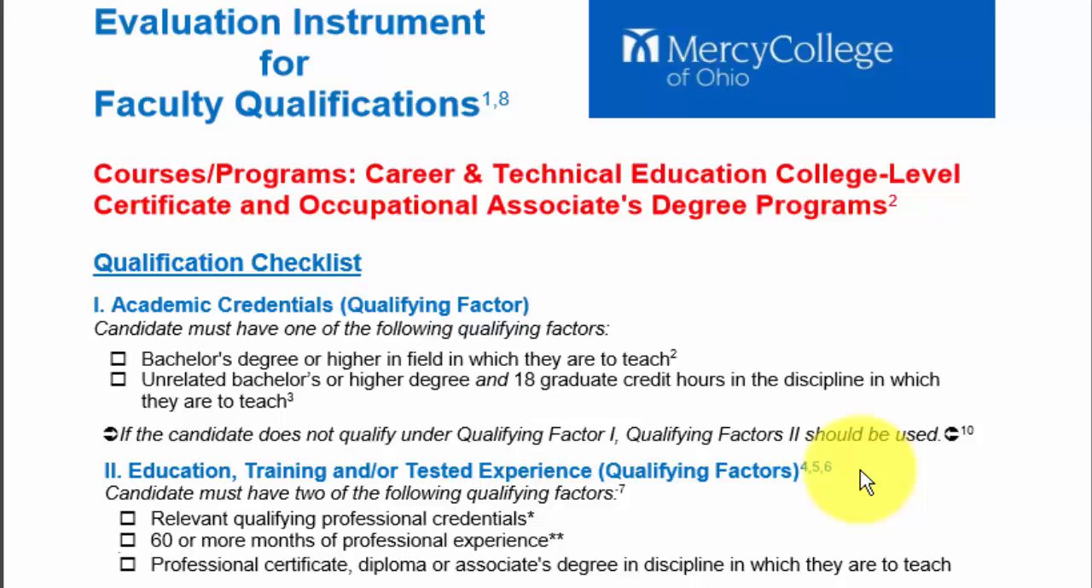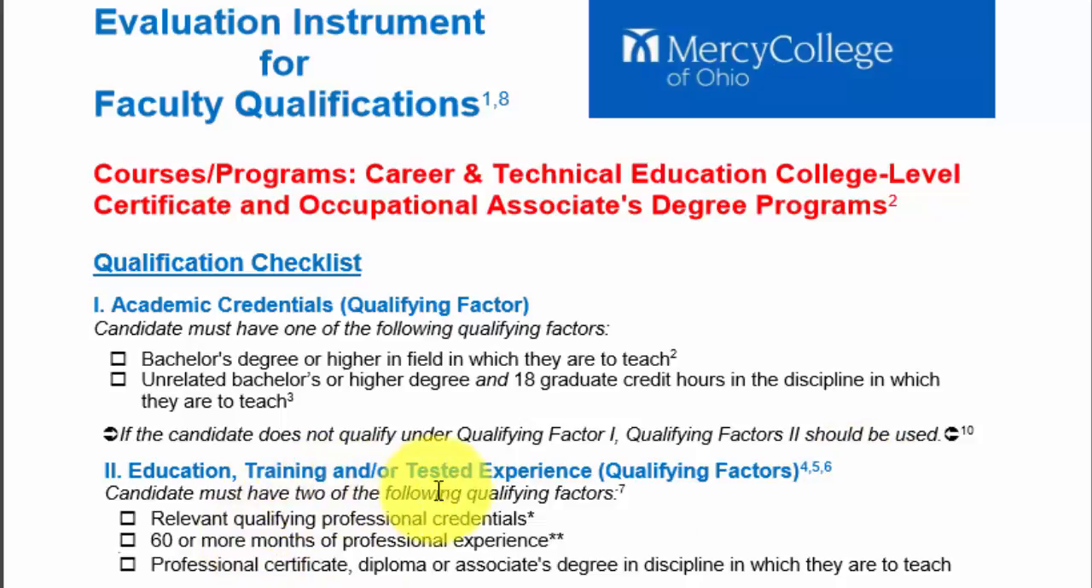I think of it like a scale. You can be experience rich and kind of education poor, or a combination of the two. I think this document allows for that. Again, the Higher Learning Commission explicitly recognizes that this is the case, especially for these career technical education college level certificates and occupational associate degree programs. So that's all of our certificates here at Mercy College and all of our associate degree programs, excluding the general ed program.